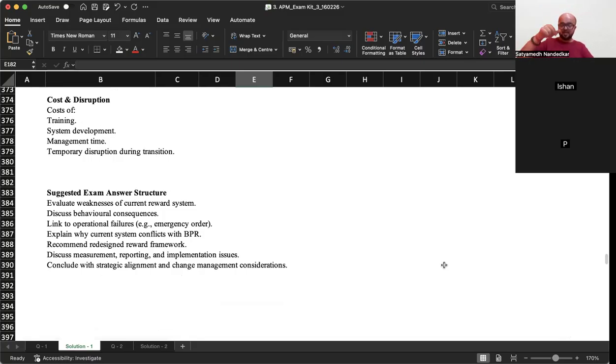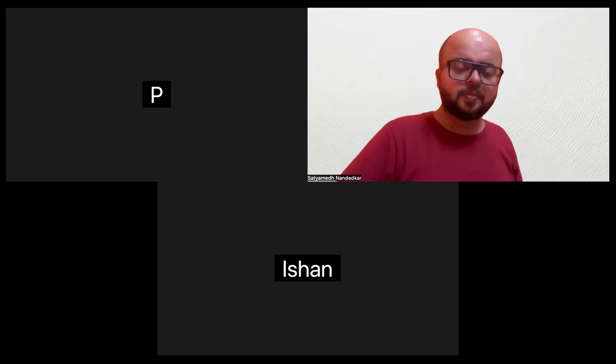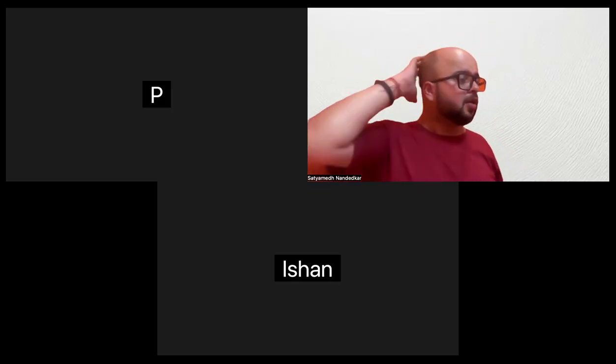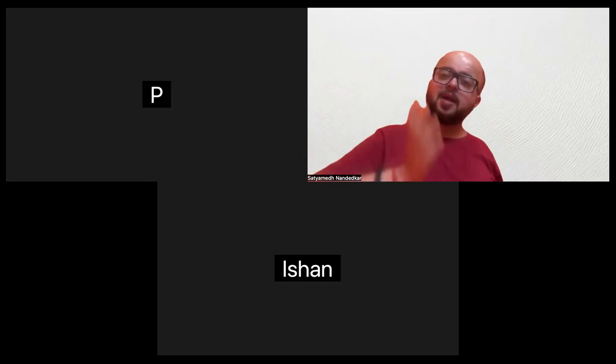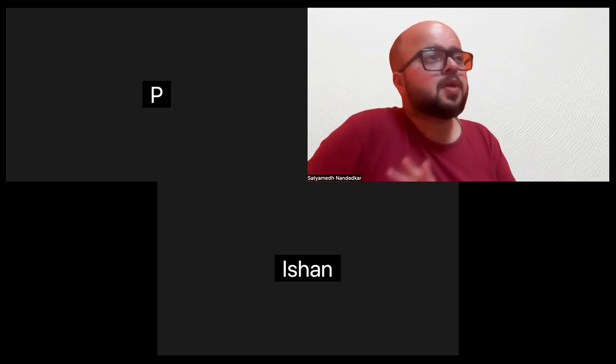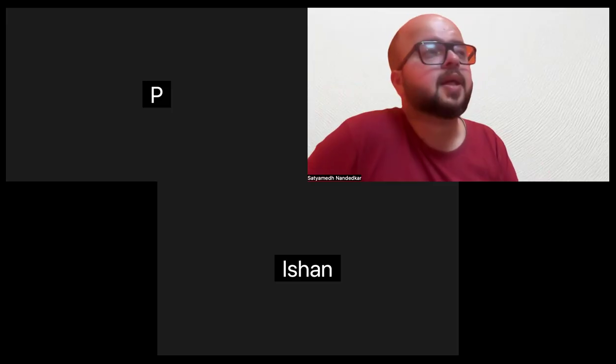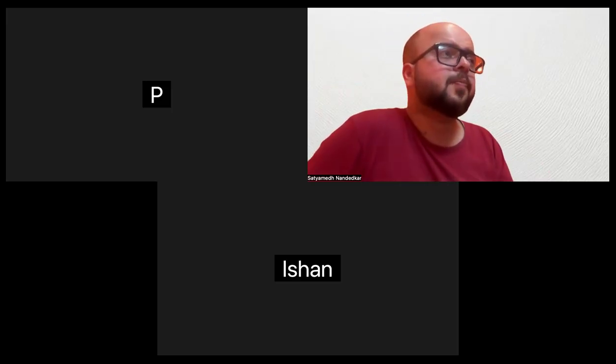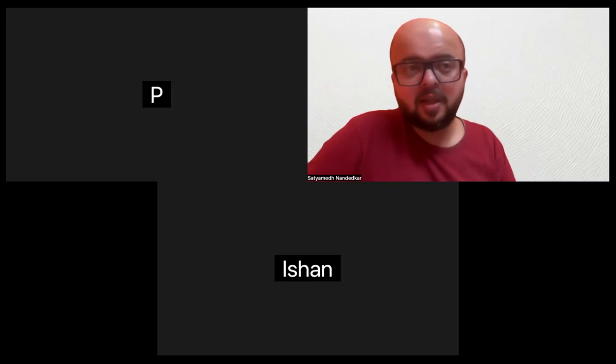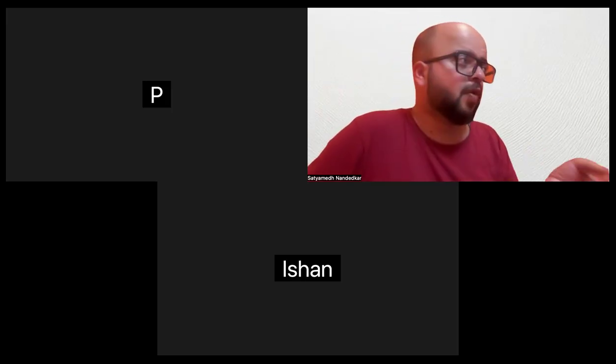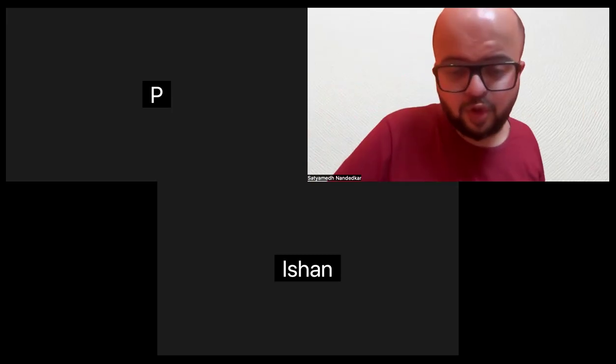Evaluate the weaknesses of the current system because that is explicitly asked. Discuss the consequences, and then say why that conflicts with BPR and how you can redesign the entire framework. I think more than anything else, knowing the structure of how exactly the answer has to be presented is important. Because look, exactly such a question will not come in the paper. What will be asked in the paper will be the facts changed a little. If the question is on BPR or on the reward system, then similar points should come, right?